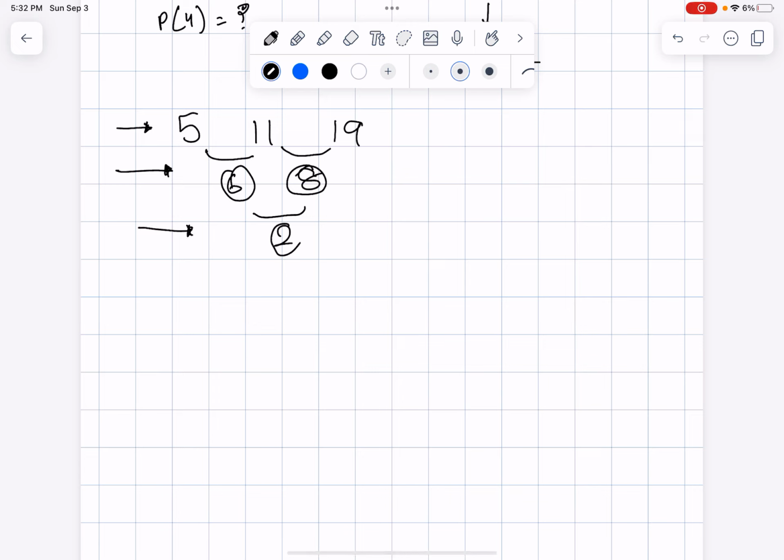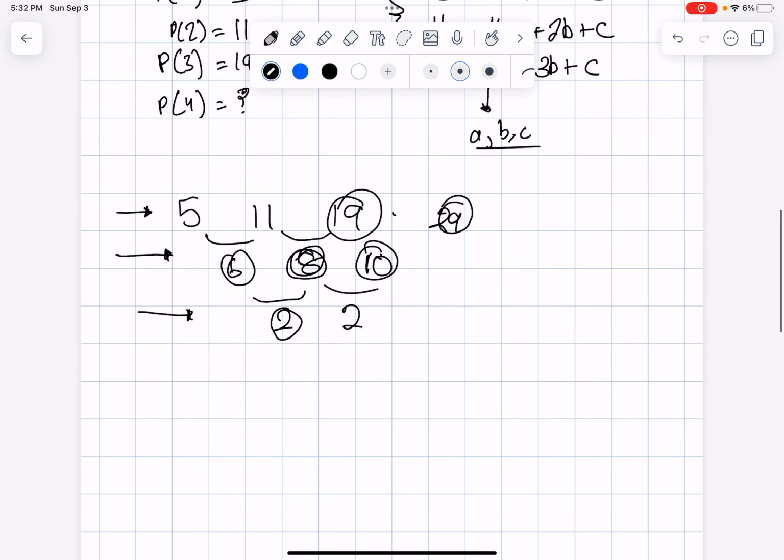Since this is a constant difference, well, it's constant. So the difference between this term and the next one here is also 2. So that means this is 10. So that means the difference between this term and the next one is 10. So this term here is 29. So p of 4 is equal to 29.